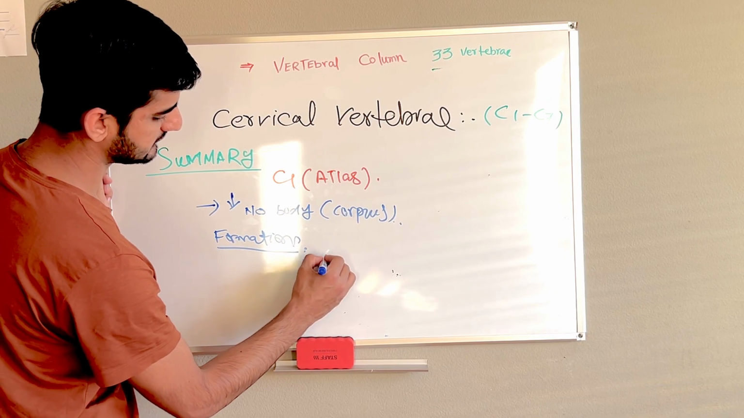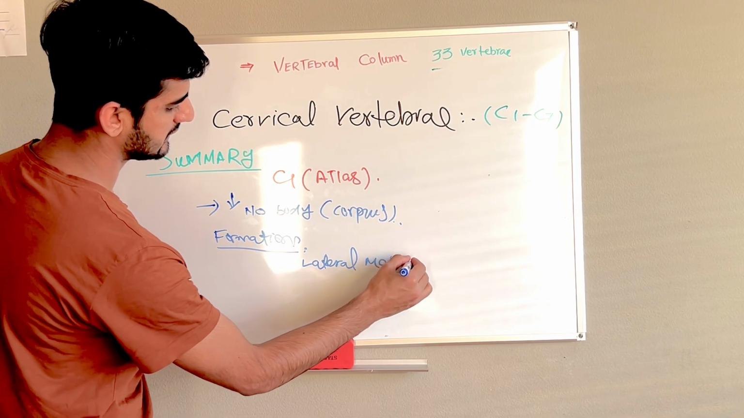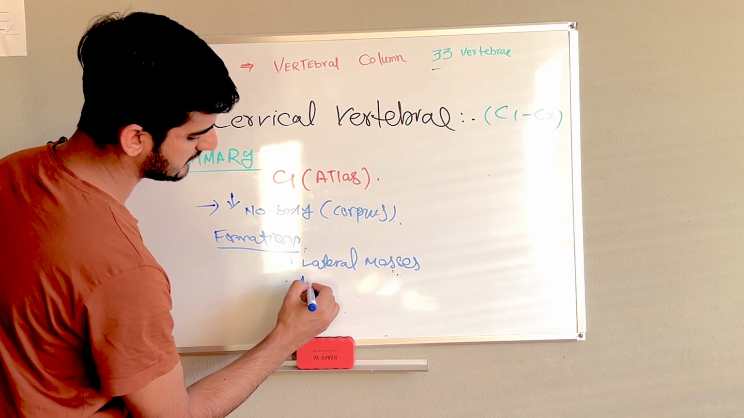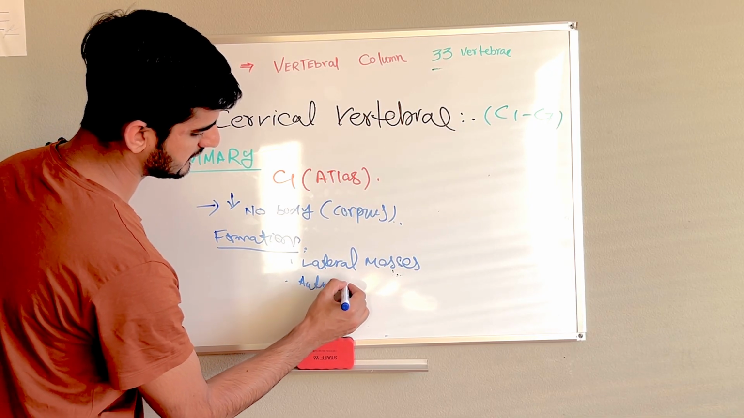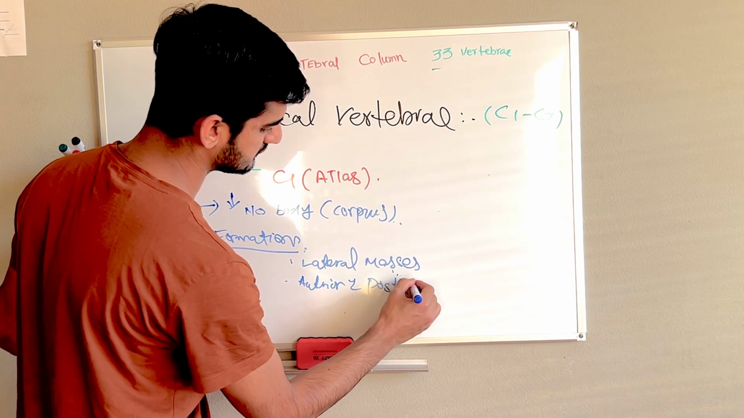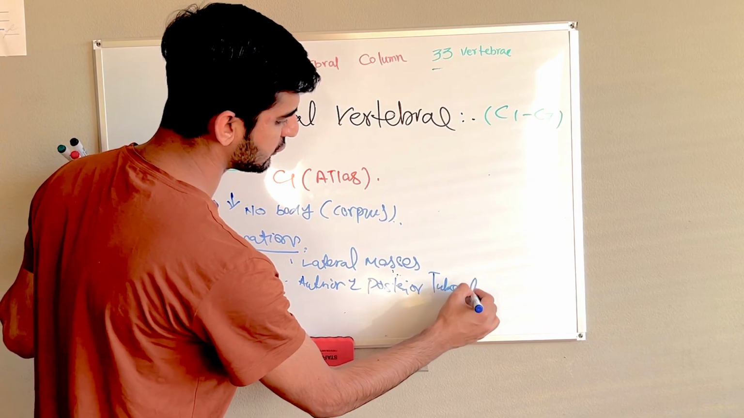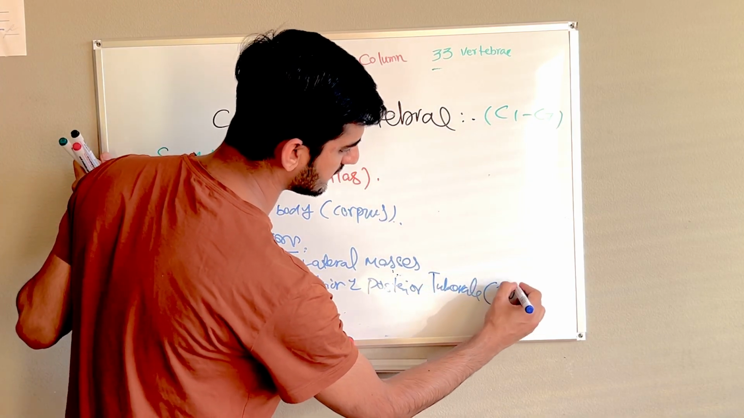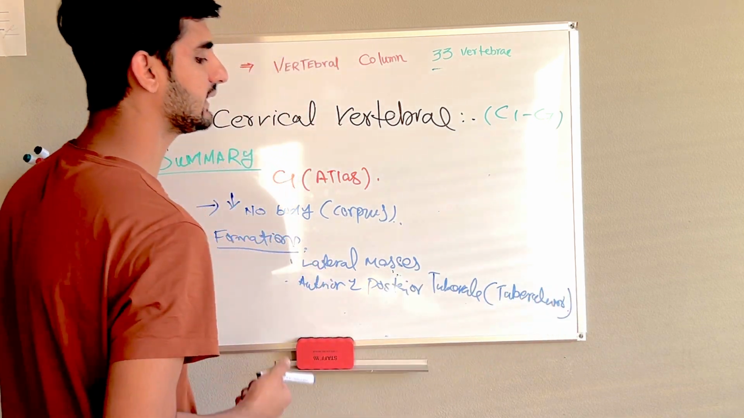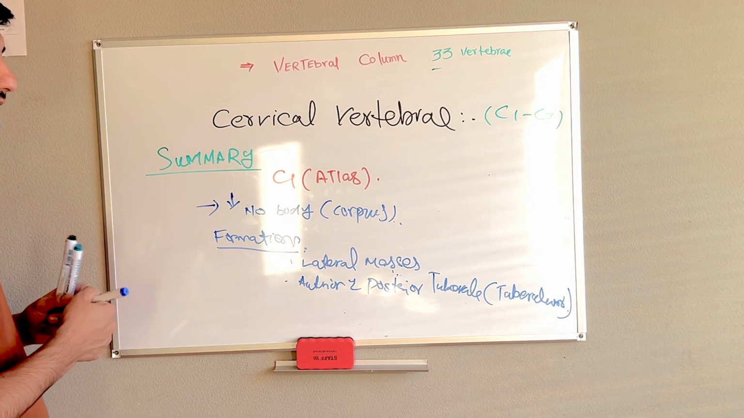We have lateral masses, then we have anterior and posterior tubercle, tubercle or tuberculum in Latin. Okay, don't forget, you also need to study in Latin. Those who are studying in Russia, you need to prepare in Latin also.